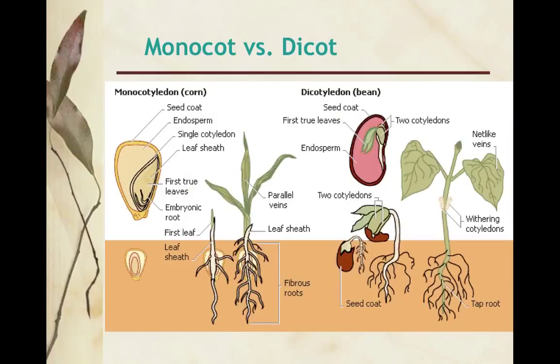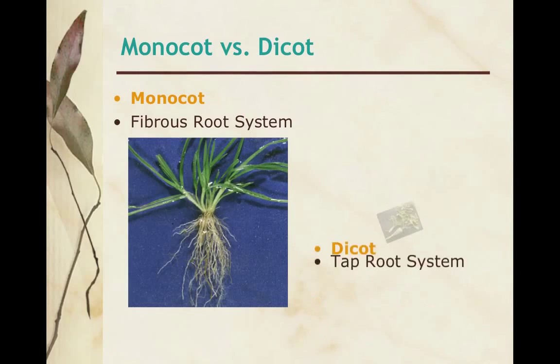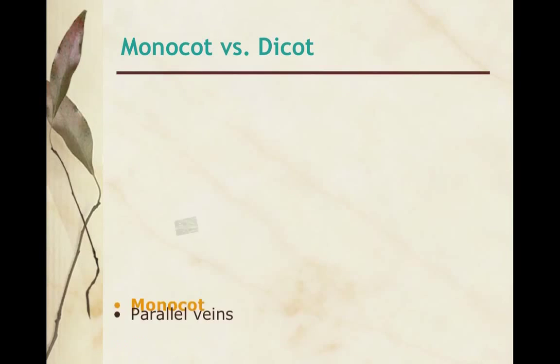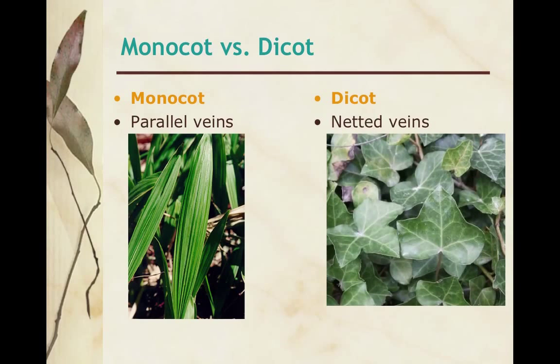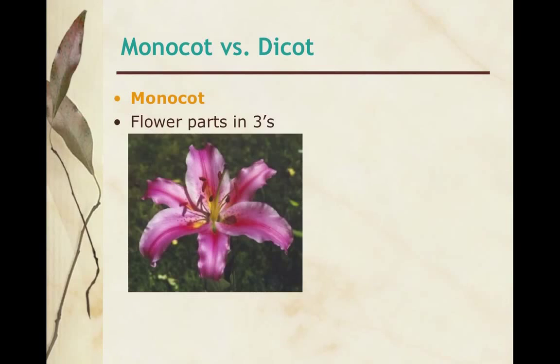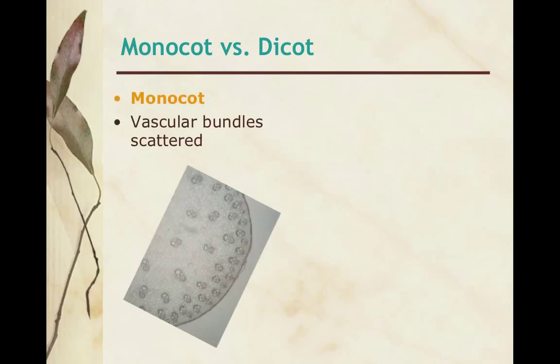And then you can see all the different parts of the monocot and the dicot in your picture. So you can look at the monocot versus dicot and all their features. You can see things like a monocot has the fibrous root system, and the dicot has the taproot system. And a monocot has parallel veins, and a dicot has netted veins. And a monocot, you guys know most of this, has flower parts in 3s, and a dicot has flower parts in 4s or 5s.